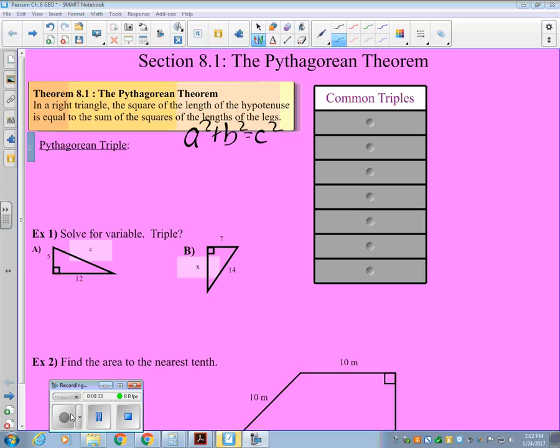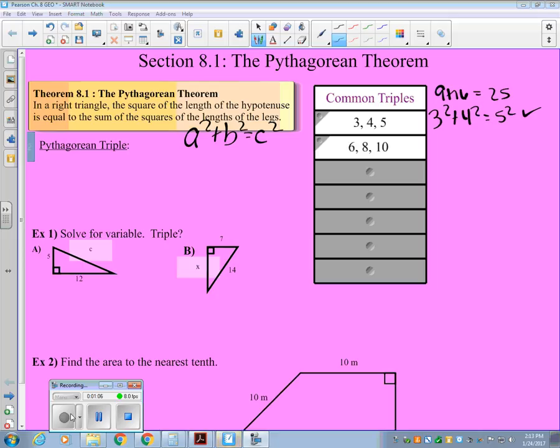Now, believe it or not, there are some famous Pythagorean right triangles that are common in geometry. So let's go ahead and write those down. The first is the 3, 4, 5. So 3 squared plus 4 squared equals 5 squared. And just so you know I'm not messing with you, that's 9 plus 16 equals 25. That checks.